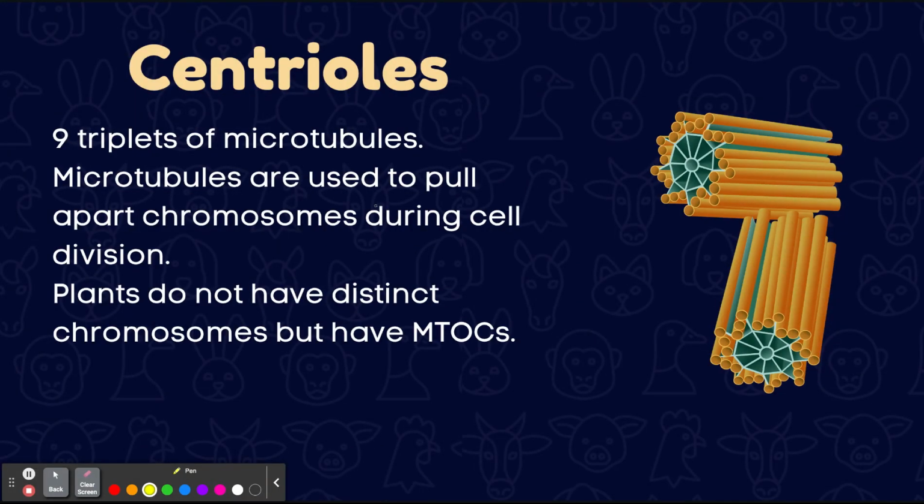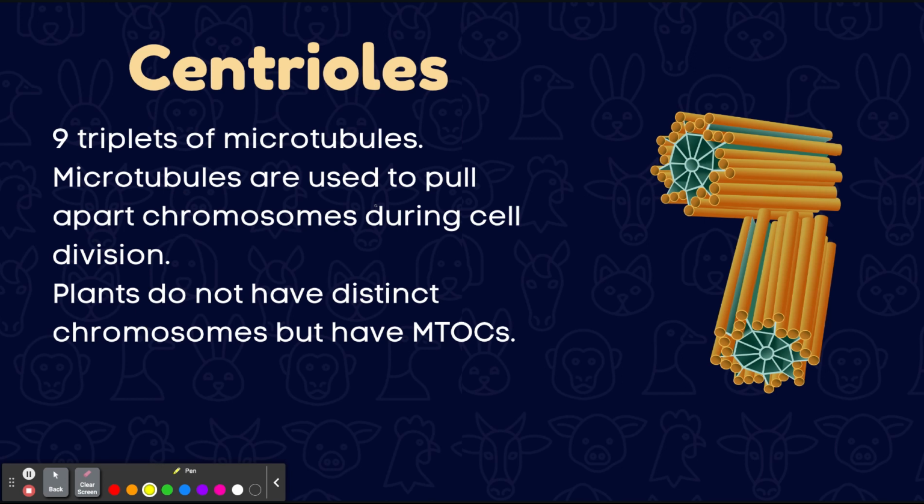So centrioles are present just in animal cells. Plant cells do not have distinct centrioles, although they do still have to have microtubules to be able to pull apart their chromosomes during cell division. That's what the microtubules do. I mean, that's what the centrioles do. Plant cells are not as organized, but they have what's called an MTOC, or microtubule organizing center. So it's just not as distinct of a structure.